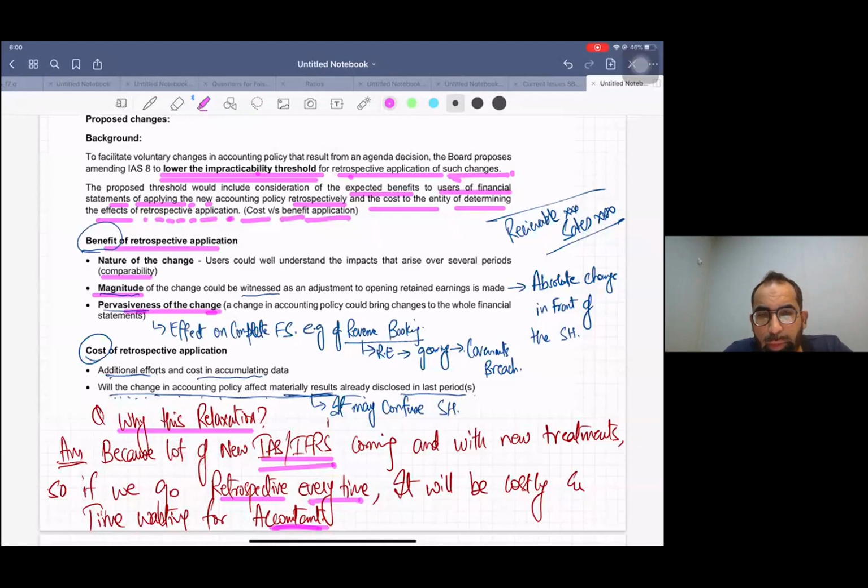There is a question how to adjust the change. Not only do we change the opening retained earnings, but we also adjust the last year's financial statement for comparison purposes.